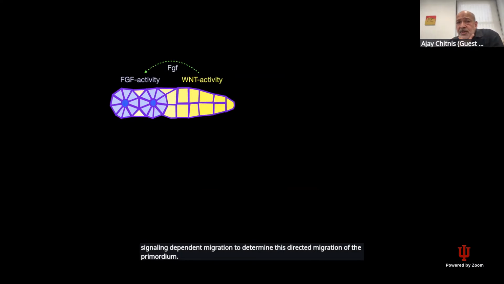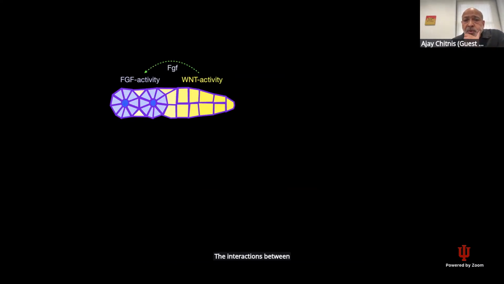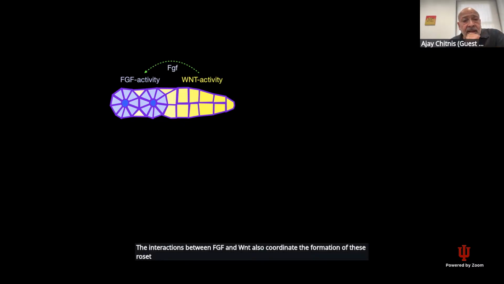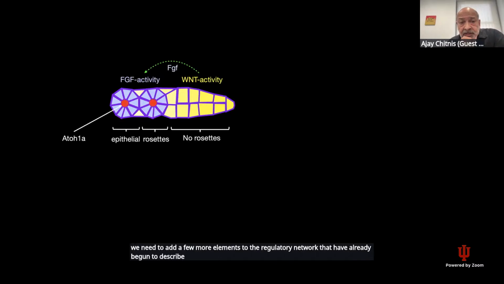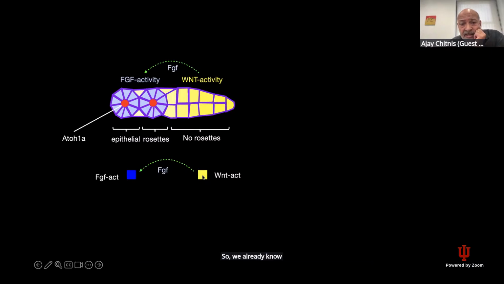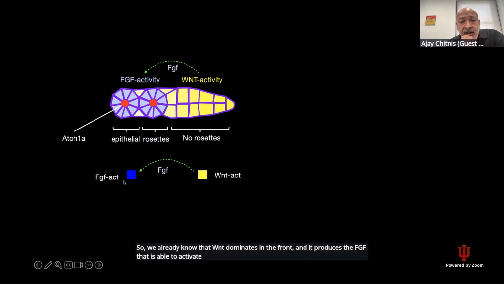The interactions between FGF and Wnt also coordinate the formation of these rosettes and the central ATO1 expressing cell. So to understand how that works, we need to add a few more elements to the regulatory network that I have already begun to describe. So we already know that Wnt dominates in the front and it produces the FGF that is able to activate the FGF receptor in the trailing domain.